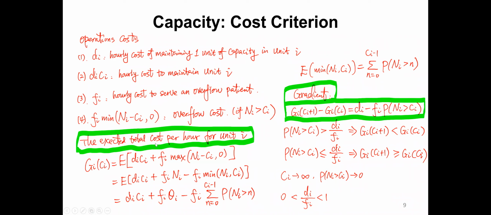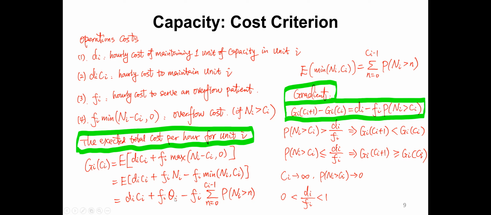So the expected total cost per hour for unit i is the expectation, for unit i, of Di Ci plus Fi max(Ni minus Ci, 0). Then let's take the expectation, because this is constant. This is Ci. It's not a constant, but we need to determine this Ci. It's a value, okay? But it's not a random variable. It's a value we want to determine. And then you have Fi, Ni, where Ni is a Poisson random variable.